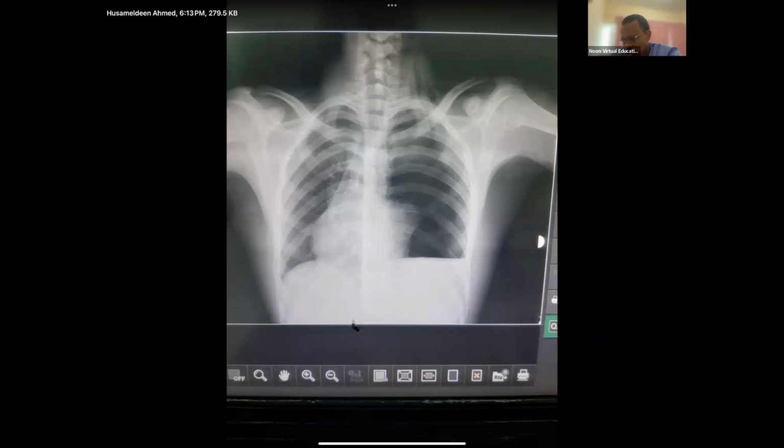Yeah, hematomas. Site of chest tube in pregnancy.